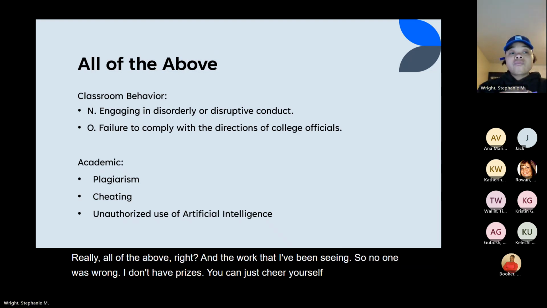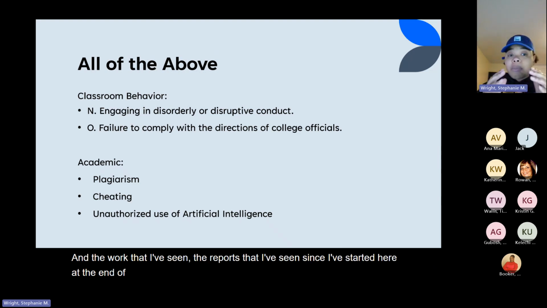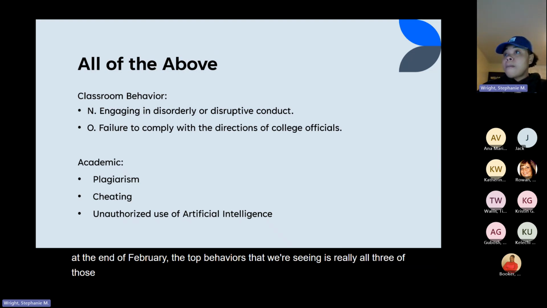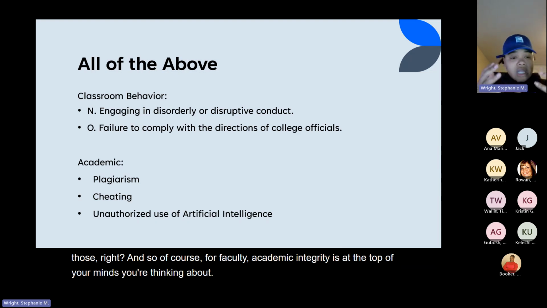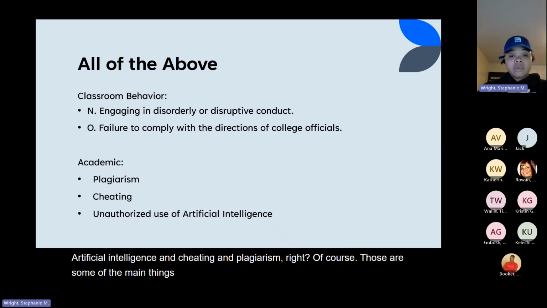And the work that I've seen, the reports that I've seen since I started here at the end of February, the top behaviors that we're seeing is really all three of those, right? And so, of course, for faculty, academic integrity is at the top of your minds. You're thinking about artificial intelligence and cheating and plagiarism, right? Of course, those are some of the main things that you're going to be dealing with.